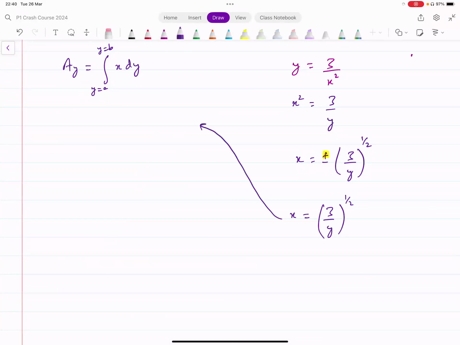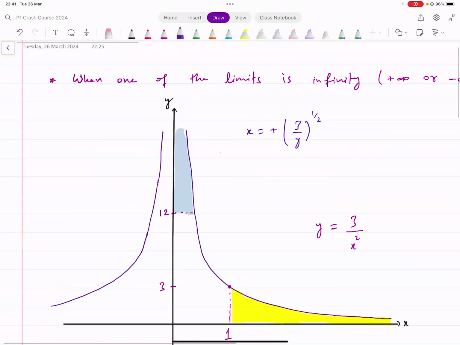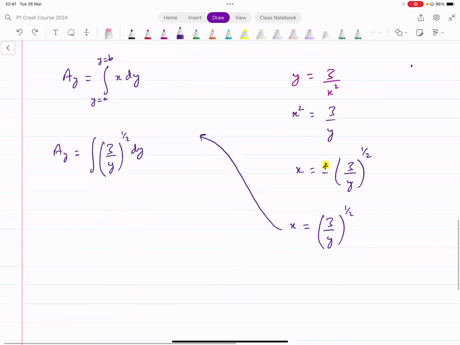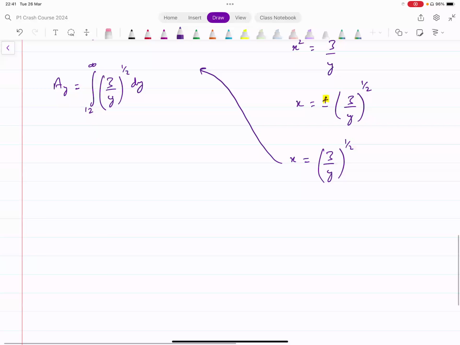Now let's input this in the formula. Let's see what we get from that. A equals integral of (3 over y) whole raised to the power 1 over 2. How can we write this? Let's write it like this first. Integral of (3 over y) whole raised to the power 1 over 2 with respect to y. Limits, what are the limits? Limits are going to be values of y now. What are the values of y? From 12 to infinity. The lower limit is 12 and the upper limit is infinity. So now we have 12 to infinity here. Okay, this is what we want to evaluate.